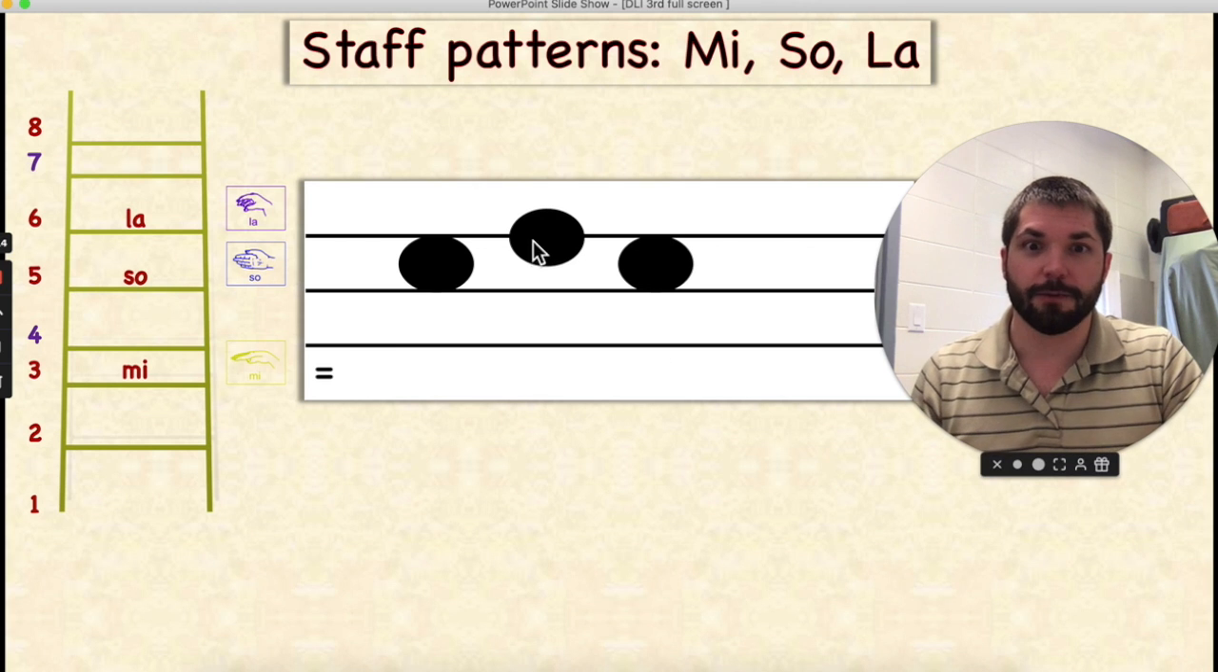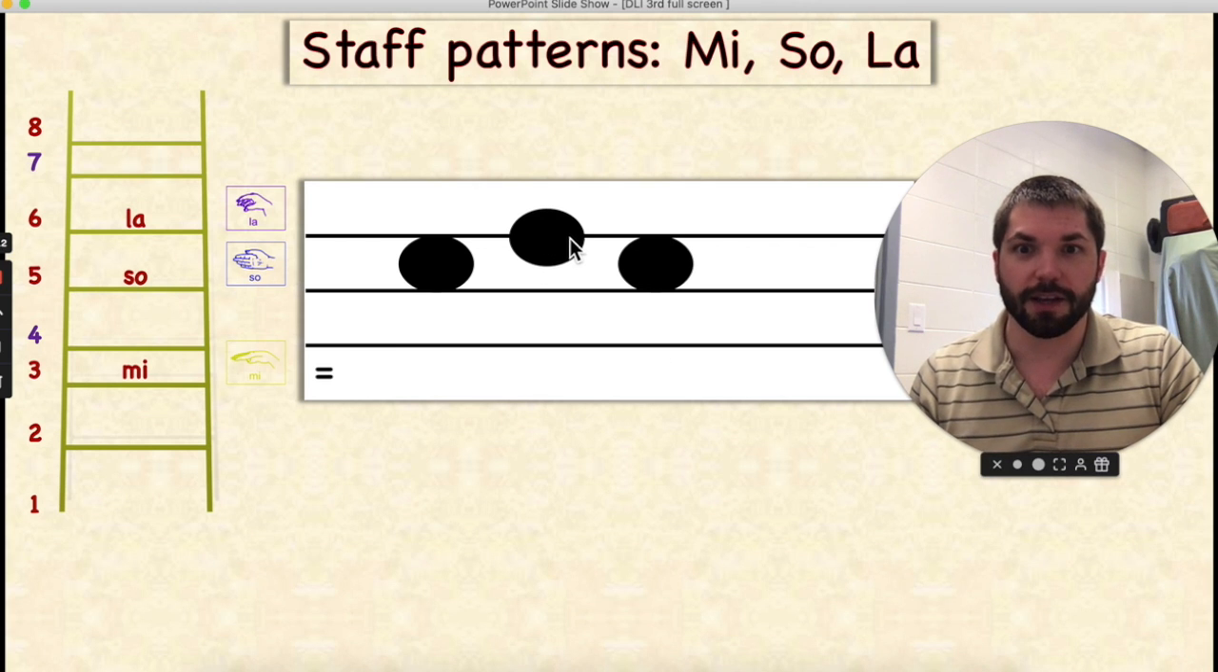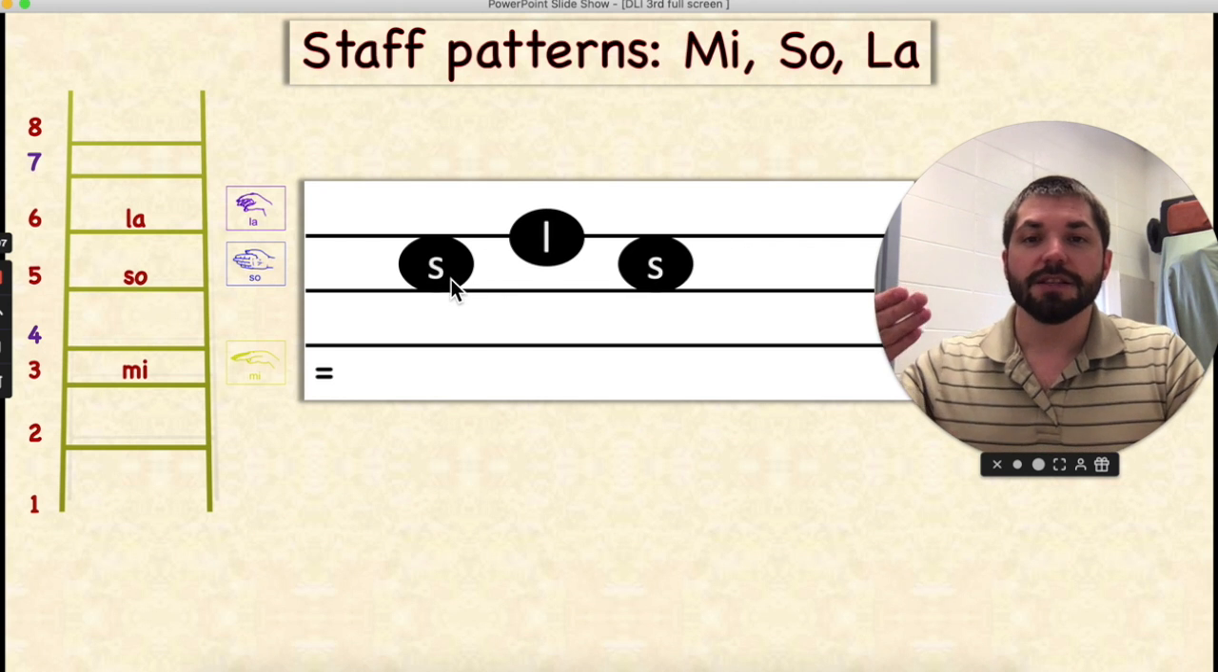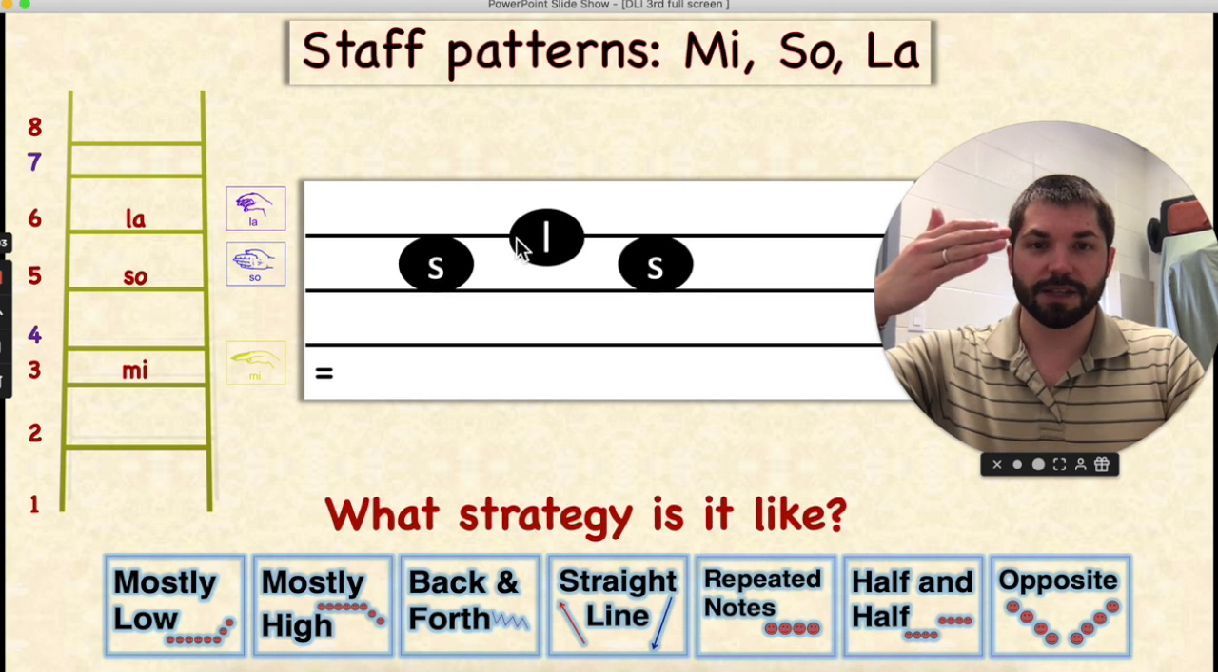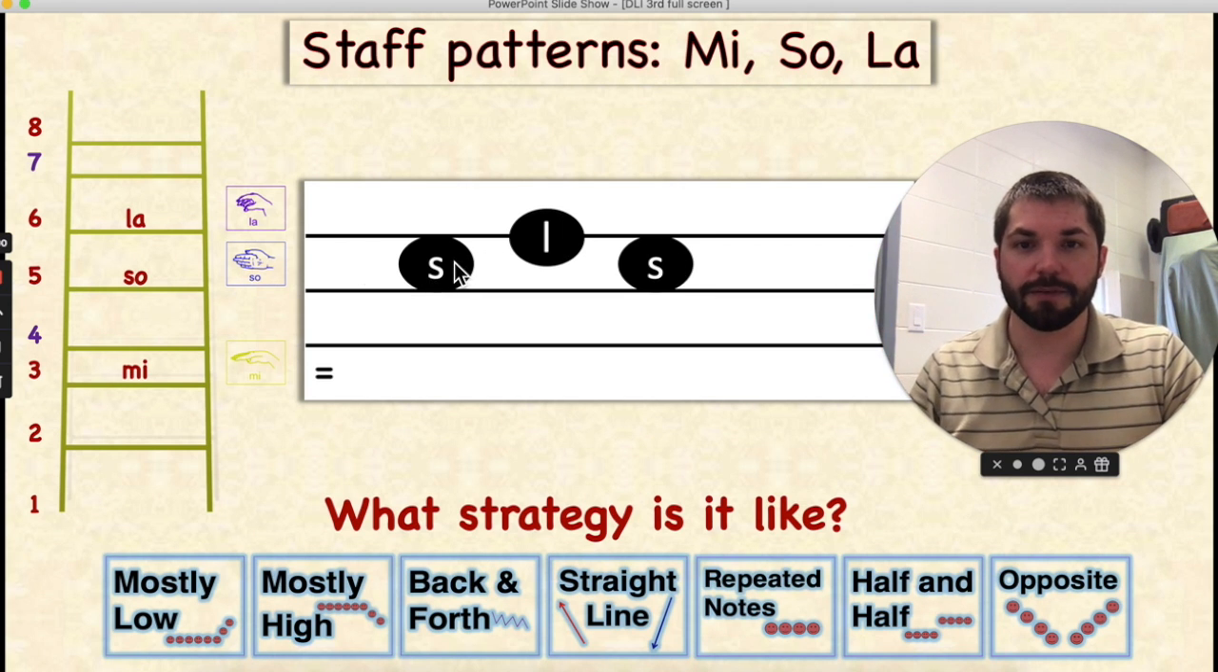Okay, what happens if we add this? What have we got here? That's right, this is so, la, so. Because this one's on a line, so that's la, above so.